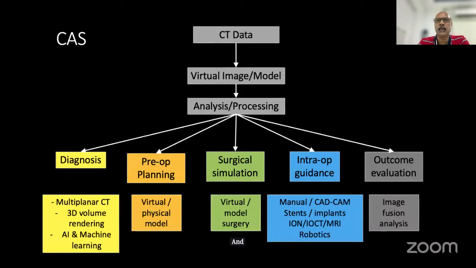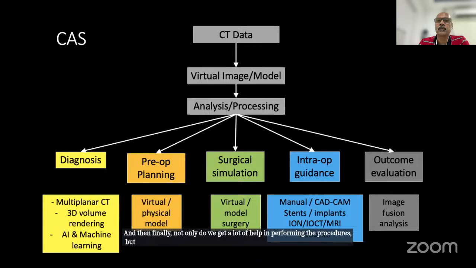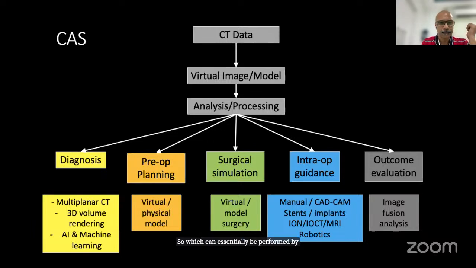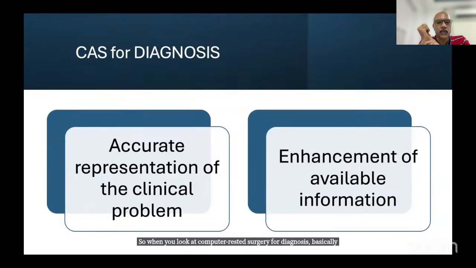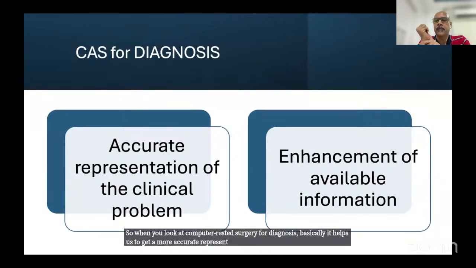And then finally, not only do we get a lot of help in performing the procedures, but we also need computer-assisted surgical processes in establishing the outcomes of what we have actually achieved, which can essentially be performed by image fusion analysis. So when you look at computer-assisted surgery for diagnosis, basically it helps us to get a more accurate representation of the clinical problem, as well as enhancement of available information, which otherwise is in a very basic format.